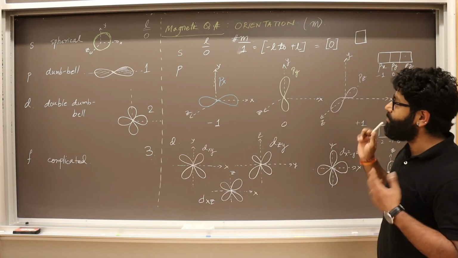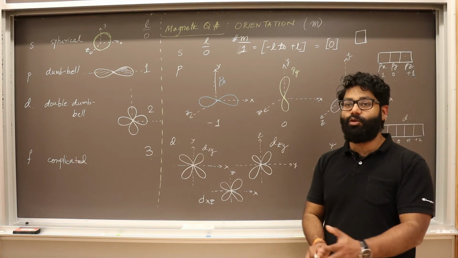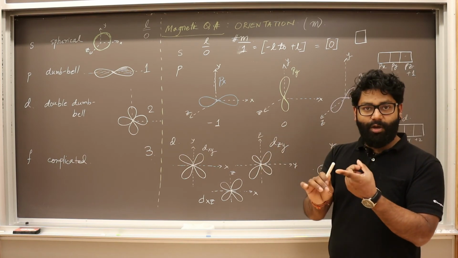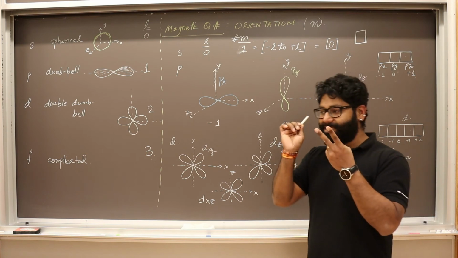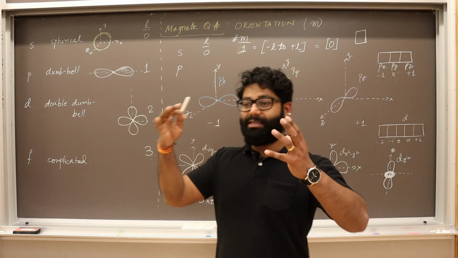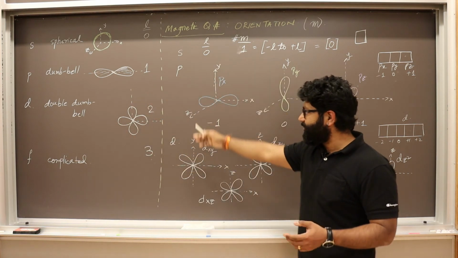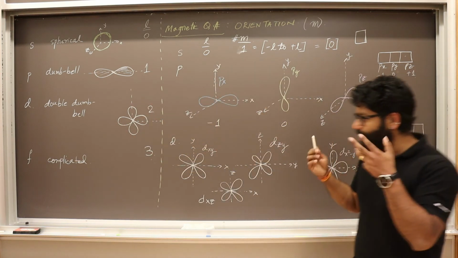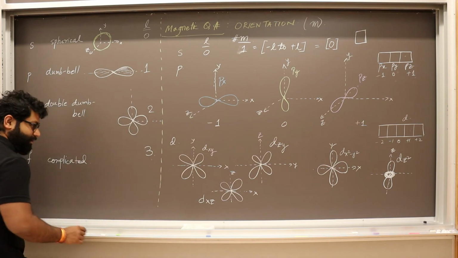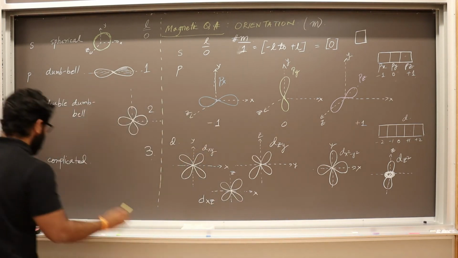So this is basically the magnetic quantum number. This is just giving you the orientation. So the principal quantum number gave you the size. The azimuthal quantum number gave you the shape. The magnetic quantum number is giving you the orientations, and there is one more that is left, which is called the spin quantum number.